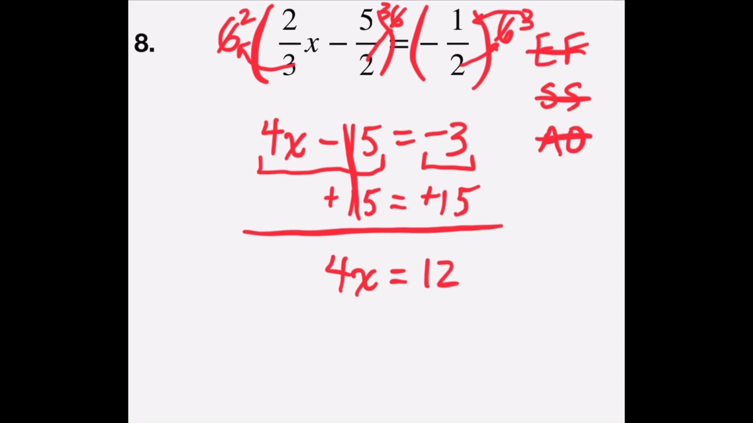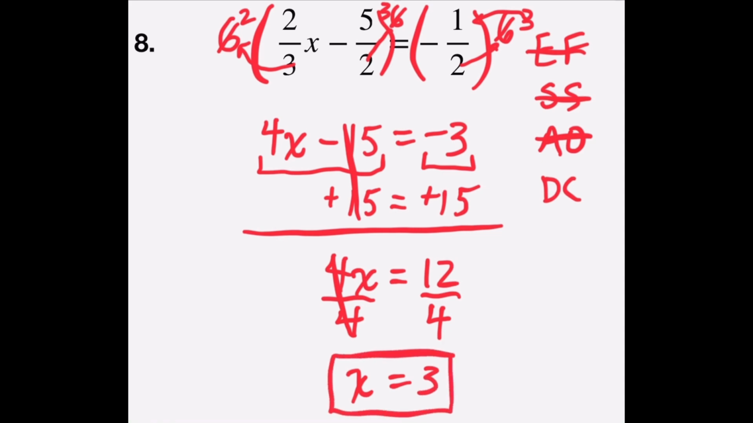Now I'm going to move on to the last step, which is to divide the coefficient of the variable term on both sides. In this problem, the coefficient is 4, so I will divide both sides by 4. On the left side, 4 divided by 4 is 1x, and 12 divided by 4 is 3, so my answer is x equals 3.